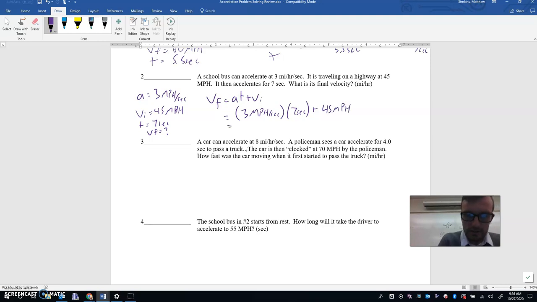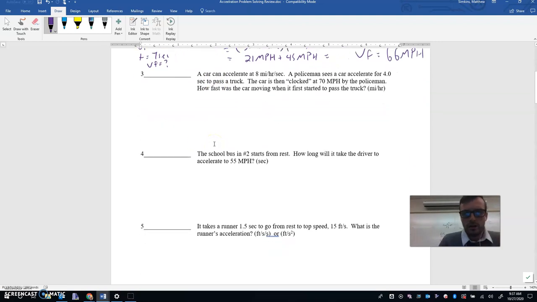And so if we can combine those two together, we just say 3 times 7. That would get me 21 miles per hour. You see how the seconds canceled again, plus 45 miles per hour. And we find that our final velocity is whatever 45 plus 21 is, which you can do mentally probably, is 66 miles per hour. That's how fast we'll be going later. Cool. Continue on.